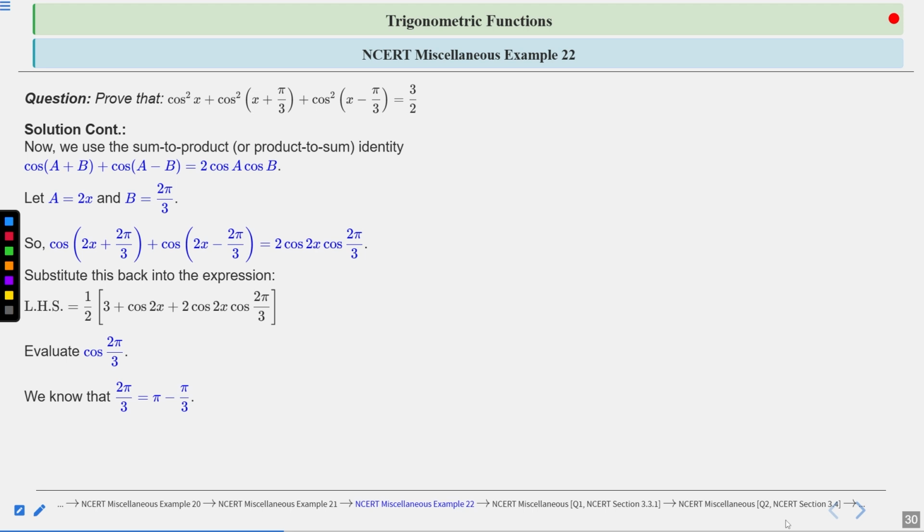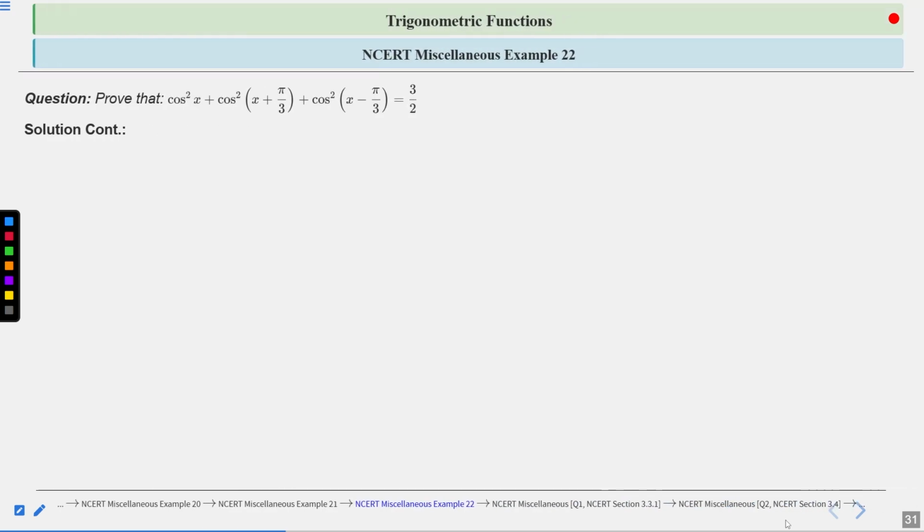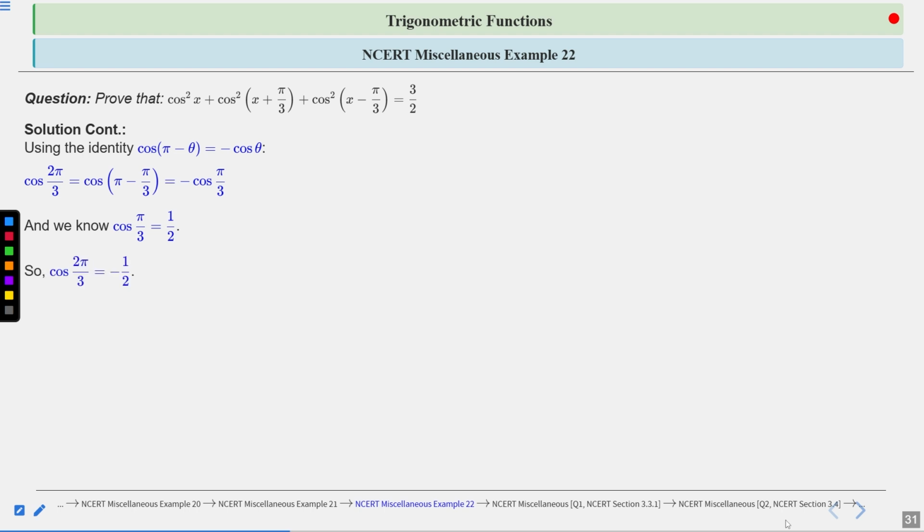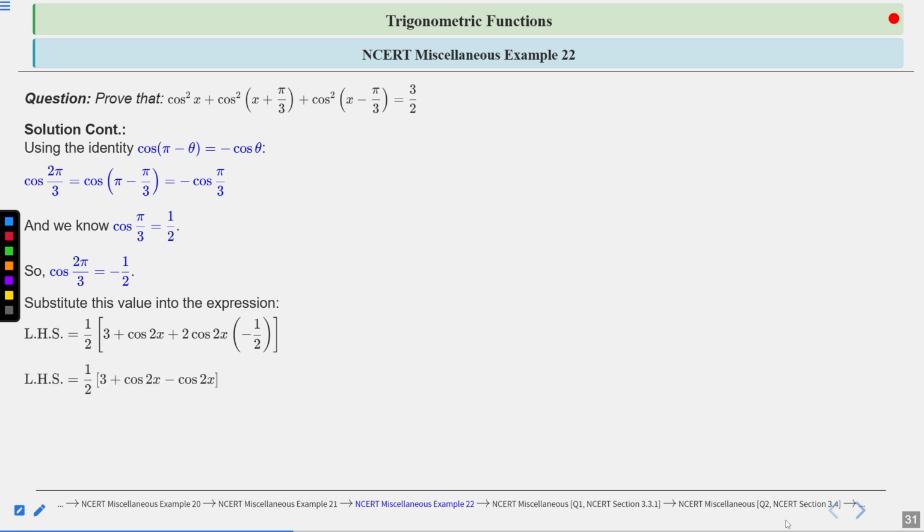Now we know that 2 pi by 3 is basically pi minus pi by 3, okay? Using the identity, cos of (pi minus theta) is basically minus cos theta. Cos 2 pi by 3 will be equal to cos of (pi minus pi by 3), which is minus cos pi by 3. And we know that cos of pi by 3 is equal to 1 by 2. So cos of 2 pi by 3 will be equal to minus 1 by 2, right? Substitute this value into the expression, we will get LHS equal to 1 by 2 times [3 plus cos 2x plus 2 cos 2x into (minus 1 by 2)], okay? So LHS will be equal to 1 by 2 times [3 plus cos 2x minus cos 2x], right? Clear?